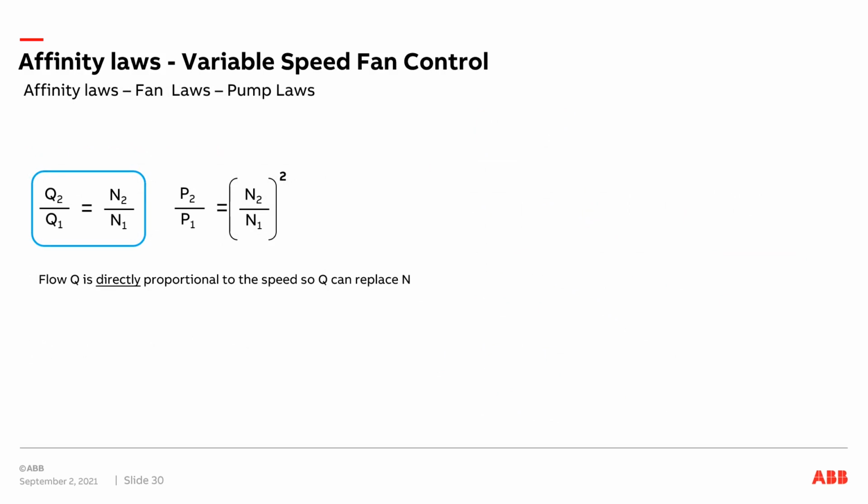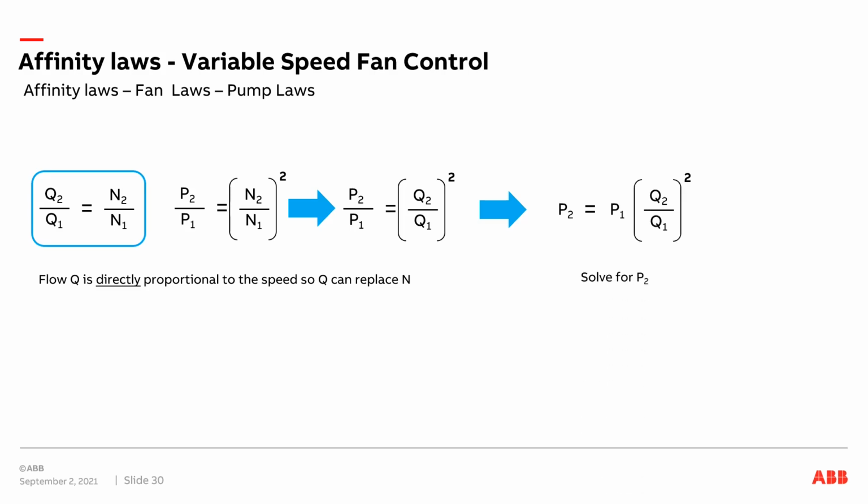Look at the affinity laws. The flow Q is directly proportional to the speed, so Q can be replaced with N. From there, we have P2 over P1 for pressure equal to Q2 over Q1 squared. At this point, we can solve for P2. By solving for P2, pressure 2 is equal to pressure 1 times Q2 over Q1 squared.